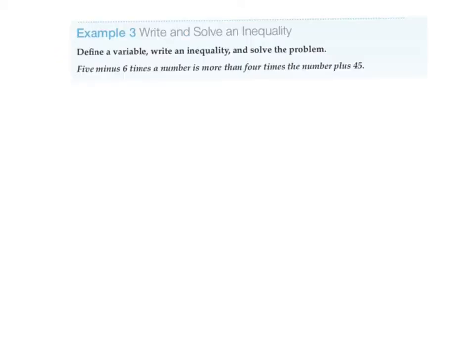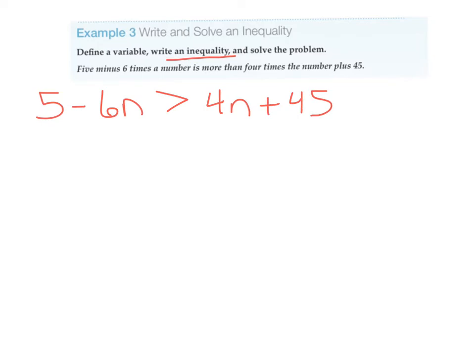To write an inequality, which is what we're going to spend most of our time on, we just want to write this exactly as we see it. So we have 5 minus 6 times a number. Now, instead of equal to, it says more than. So this is more than, so it's the bigger number. So I go greater than 4 times the number plus 45. So what I've done is I've written by translating, and instead of using is, we have a more than, and a more than means greater than. So this is greater than that.